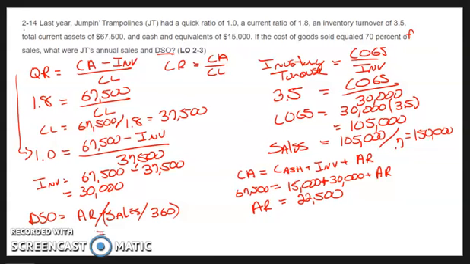So our days sales outstanding calculation is 22,500 divided by 150,000 divided by 360. And remember to do this part of the calculation first, and that is 54 days of sales outstanding.